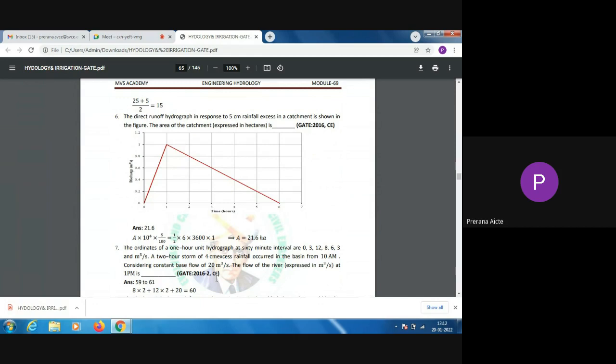Here is a problem; we need to get a solution. A direct runoff hydrograph in response to 5 centimeter rainfall excess in a catchment is shown in the figure. The area of the catchment expressed in hectares is, see, the hydrograph is triangular in shape, so the area is half B into H. The direct runoff hydrograph responds to 5 centimeter rainfall excess as shown in the figure. The base is 6 hours, so 6 into 3600. Area into 10 power 4 square meter per hectare equals that into 5 centimeter effective rainfall, 5 by 100. Equating it, you can get A directly.